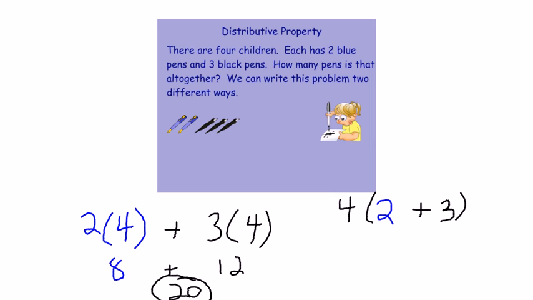The distributive property states that whenever we're multiplying a sum or a difference by a number, we will take that number and distribute it, or multiply that number by each term inside the parentheses. So in this case, we're multiplying positive 4 by positive 2. 4 times 2 is 8. And by positive 3. 4 times positive 3 gives me positive 12. 8 plus 12 gives me 20.